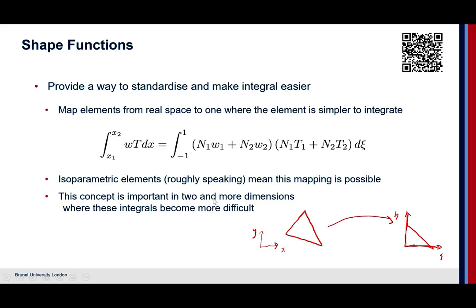So isoparametric elements, which you'll see in the literature, roughly speaking, mean that this mapping is possible. It has a more detailed meaning in terms of the function actually being expressed in the same form as the shape functions themselves. But essentially, this idea of mapping is important in two and more dimensions, where these integrals become far more difficult. Imagine for a triangle, some arbitrary triangle, if you can map that to basically being half of a square, it's a much easier problem to solve.